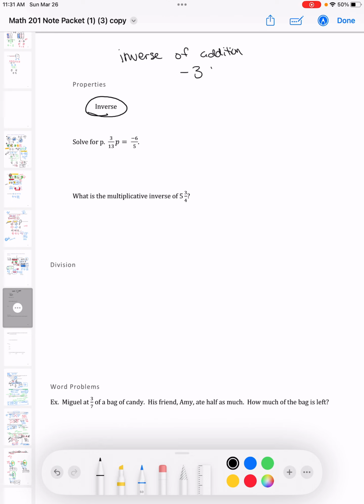So -3 plus 3, for instance, gives me 0, or 5 plus -5 gives me 0. So in its formal term, a variable plus the inverse, which is that negative number, we had that with the integers back in chapter 5. We have not talked about the multiplicative inverse because I needed rational numbers before I could do that. So this is the multiplicative inverse.